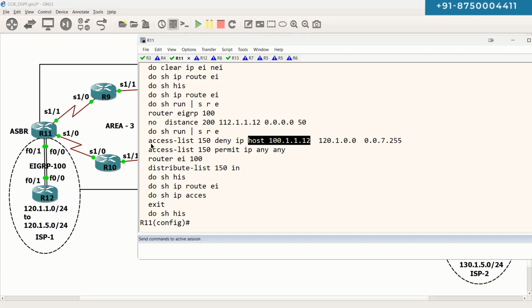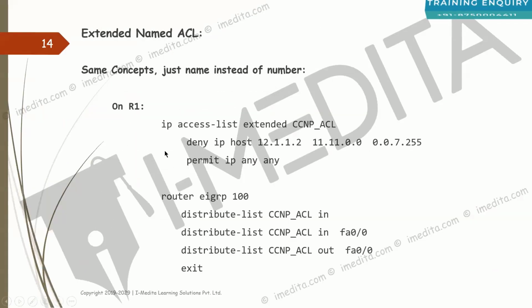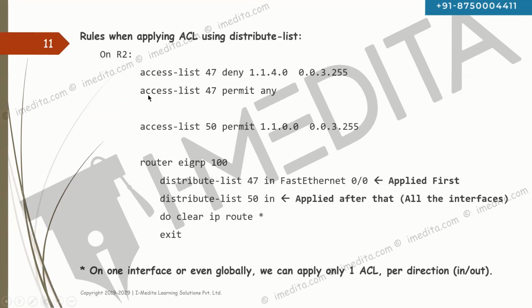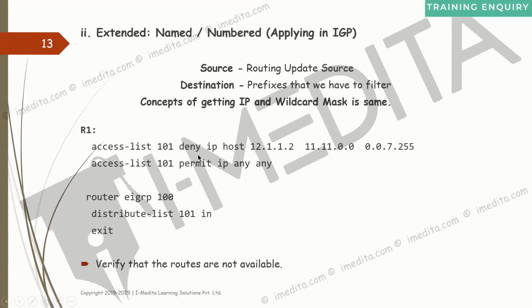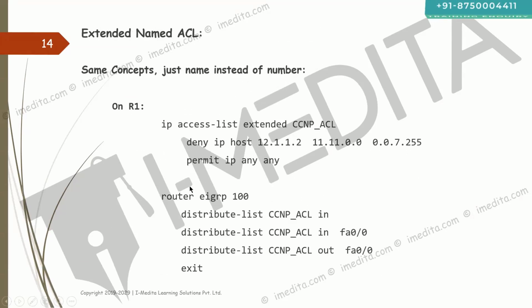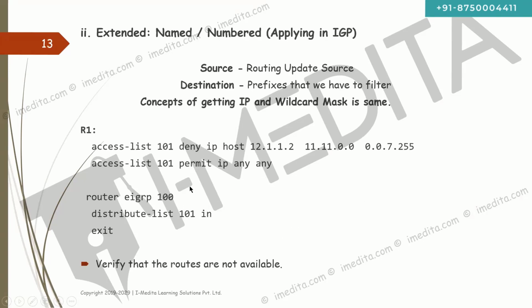You can configure the named ACL as well. Do it yourself. You can configure the named extended ACL exactly the same way as we did for the numbered one. And that's it. This is how we can use the extended ACL, either named or numbered, to perform route filtering in an interior gateway protocol.